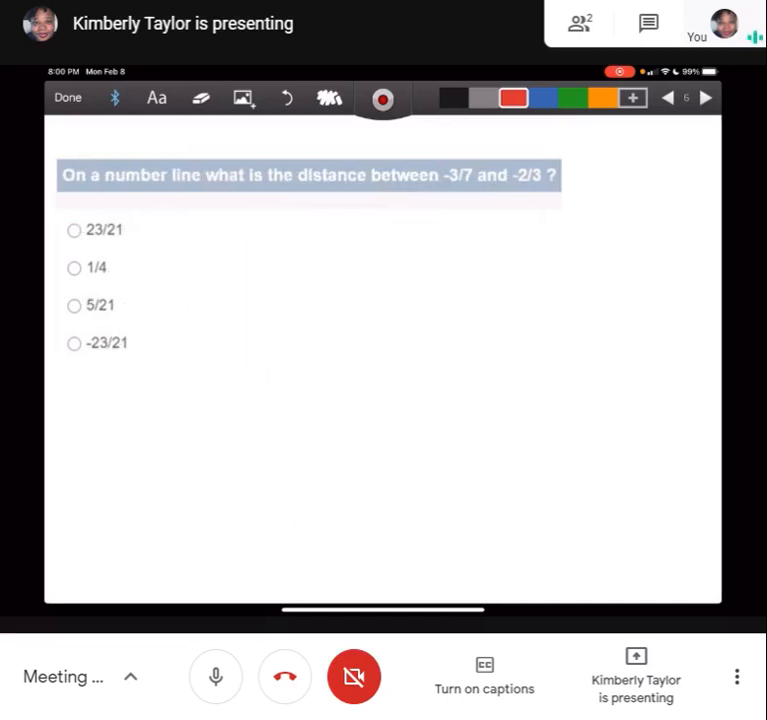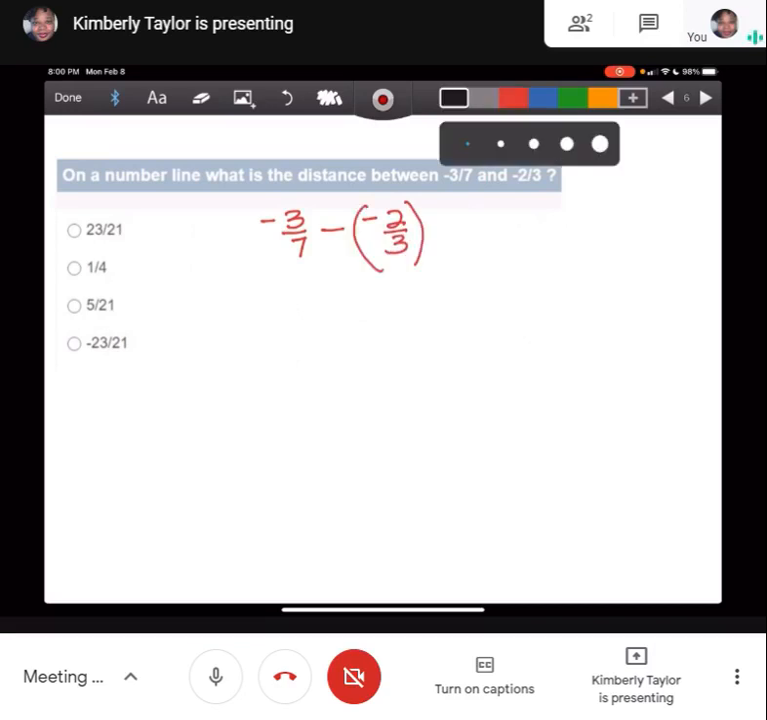So it says, on a number line, what is the distance between -3/7 and -2/3? All right, so anytime you're trying to find a distance, you just subtract the two numbers. So let's do that. So we're going to have -3/7 minus -2/3. And if that looks funny, you could put that in parentheses.